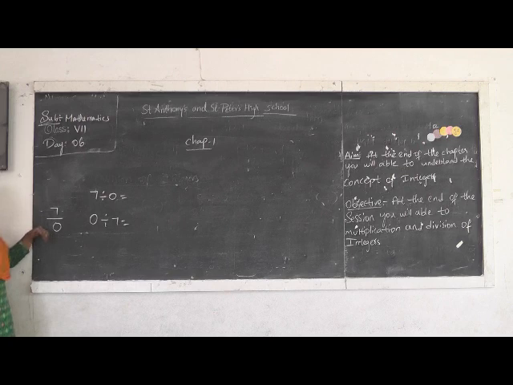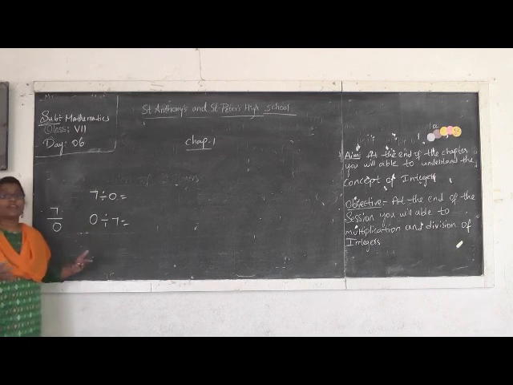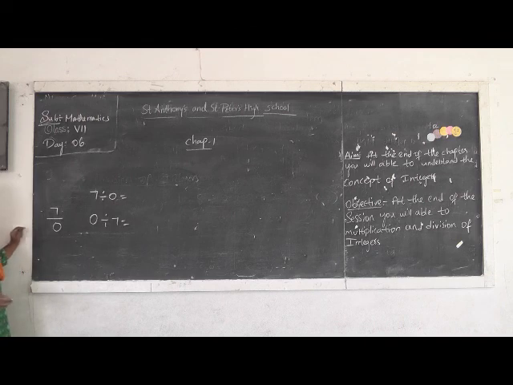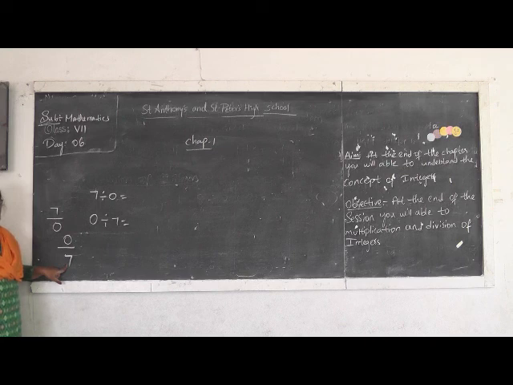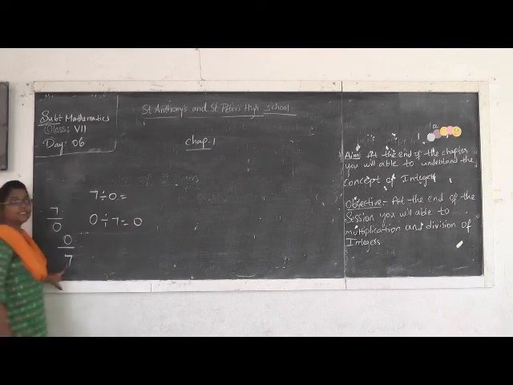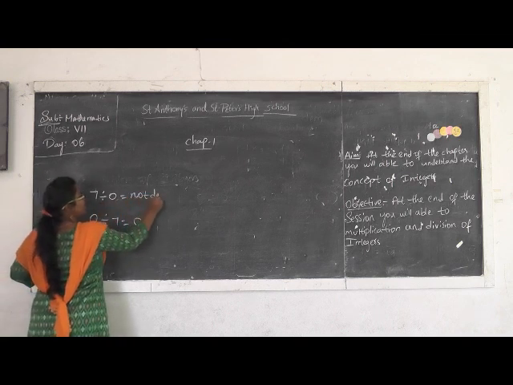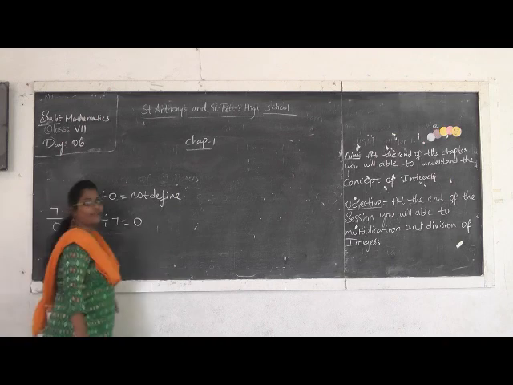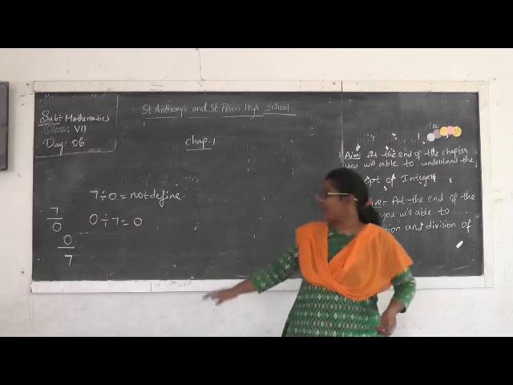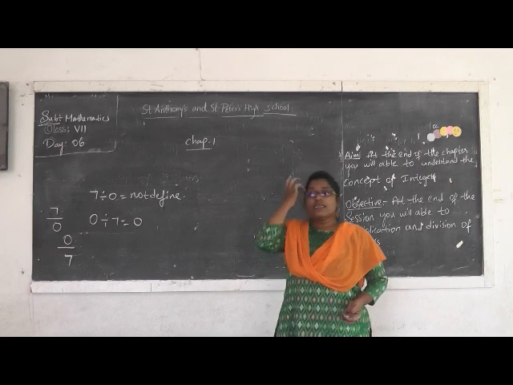No. In 0 there is no value. So whenever we are doing 7 divided by 0, we cannot define it. Whenever we are dividing 0 by 7, then 7 zeros are 0, so the result is 0 here. Whenever we are dividing 7 by 0, we write it as not defined. We cannot define 7 divided by 0. 0 divided by 7 is nothing but 0.